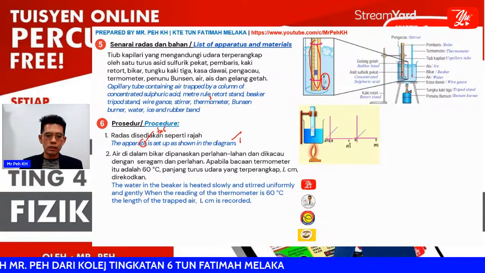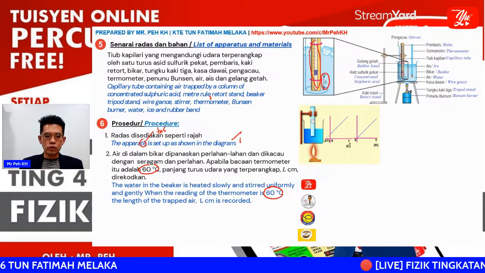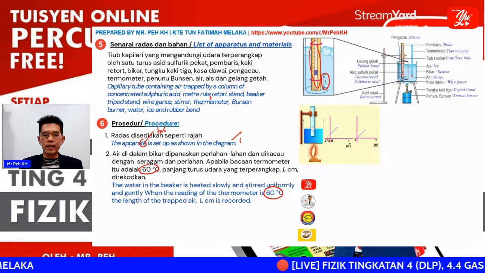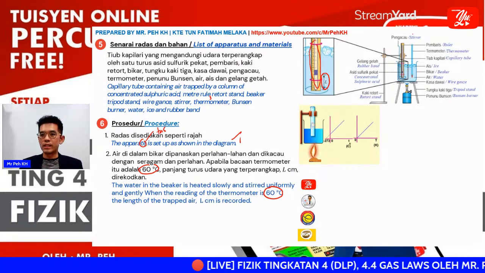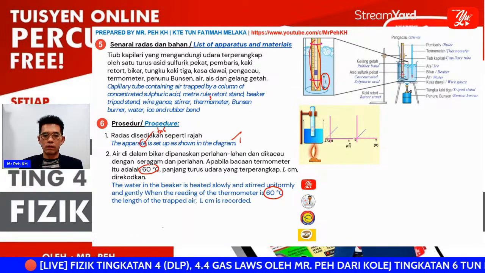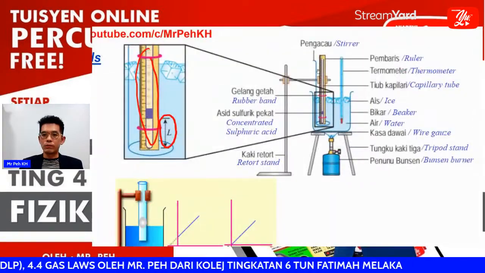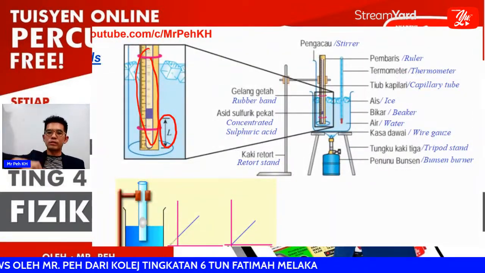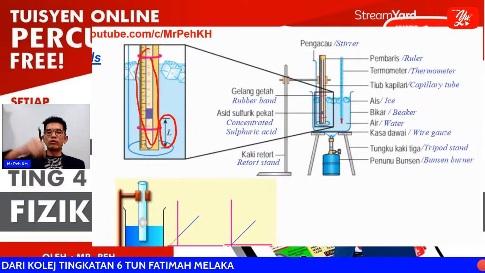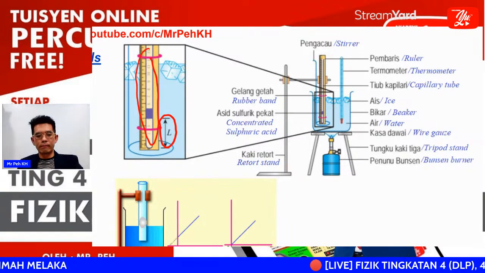So my first MV here I use 60 degrees Celsius. So the water in the beaker is heated slowly and stirred uniformly. So you can see here we have a stirrer. So we have to stir so that the temperature of the water will be equal for the whole beaker.